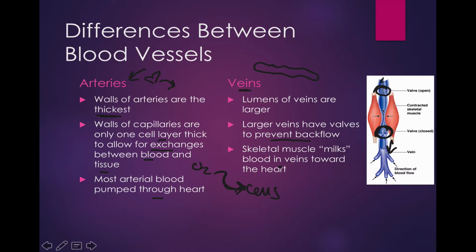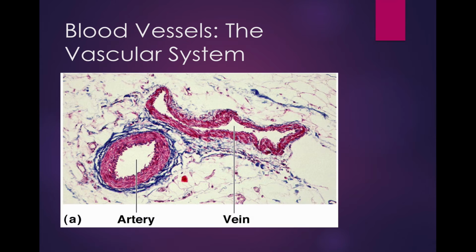Okay, then skeletal muscle will then milk blood into the veins towards the heart. So as skeletal muscles contract, it basically forces blood up through the veins to get back to the cardiovascular system or back to the heart.